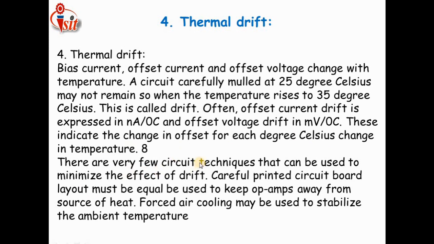There are very few circuit techniques that can be used to minimize the effect of the drift. Carefully designed printed circuit board layout must be used to keep op-amps away from sources of heat. Also, air cooling may be used to stabilize the ambient temperature.